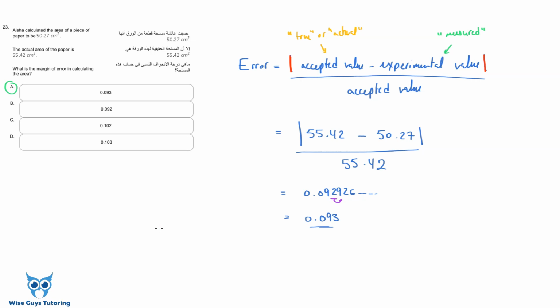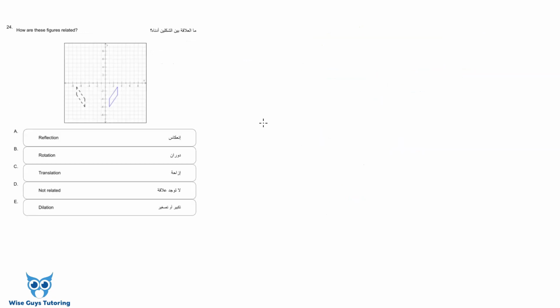Let's do number 24. So here it says, how are these figures related? And we have the option of all these transformations and not related, right? So let's go through a process of elimination here. So what I see in front of me is these two shapes are actually the same size, right? There's not one bigger than the other. So this side here is 2 units, for example, and so is that side, etc. So dilation will be ruled out, okay? Not related, I mean, it's possible, but when I look at them, I can see that there's some kind of relation. I'm going to leave it there for now.